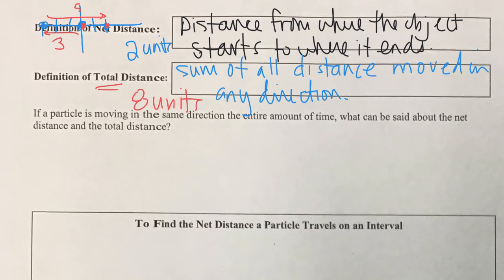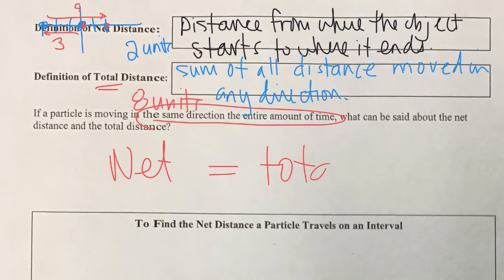So if your particle moves in the same direction the entire time, then the net distance traveled is equal to the total distance traveled. Really easy thing to do, as long as you're going in the same direction. You could go to the right and stop, then go to the right again and stop, and then go to the right a third time and stop. So it's not about starting and stopping, it's about total distance traveled in one direction. If you're only going in one direction, then your net equals the total.